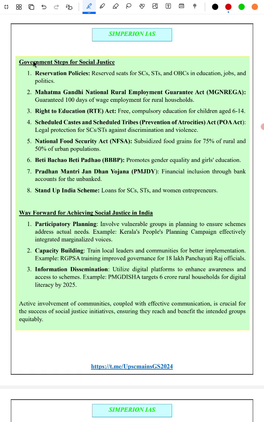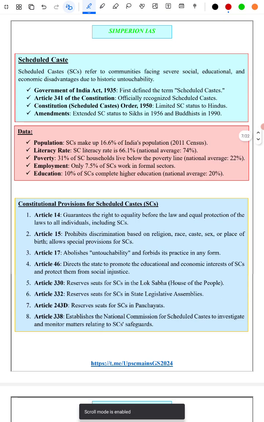Next, government steps already taken for social justice like reservation, MGNREGA, Right to Education, Scheduled Caste, Scheduled Tribe Prevention of Atrocities Act, Food Security Act, etc. Beti Bachao, Beti Padhao. Next, what is the way forward for achieving social justice in India? We have given 3 points.